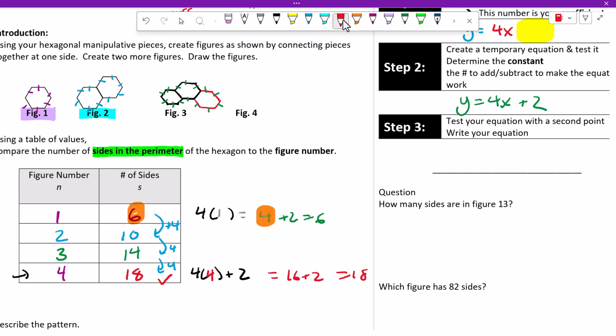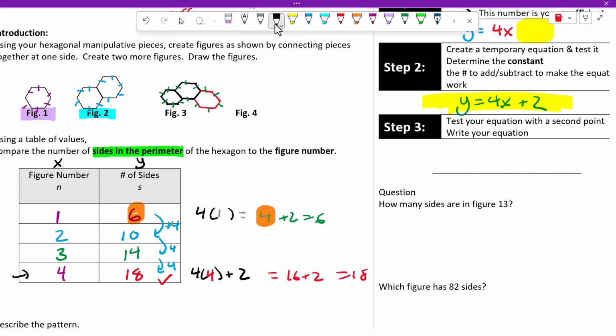So now, before we continue on, this is how equations of lines look: y is equal to 4x plus 2. y and x are generic letters. We want to use more meaningful letters, so when we go to use this equation, it makes more sense. Here, our x column is figure number, and our y column is sides. So let's use letters to represent that. How about we use sides instead of y, or s?